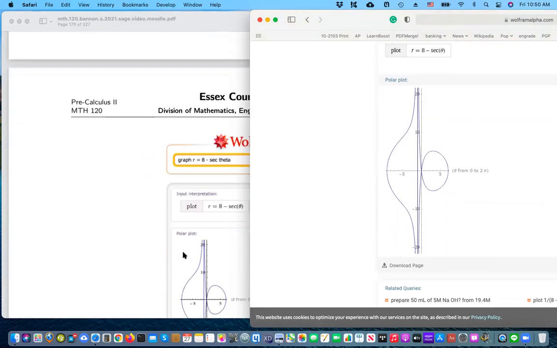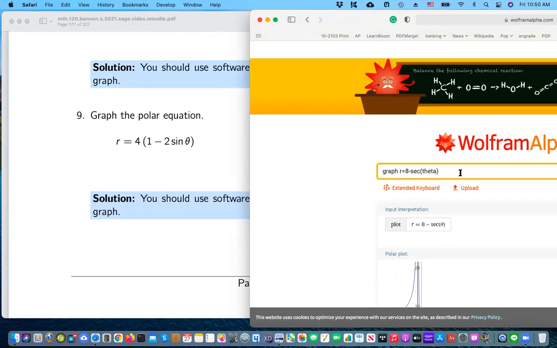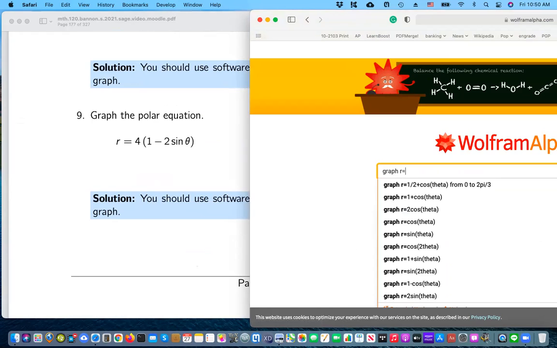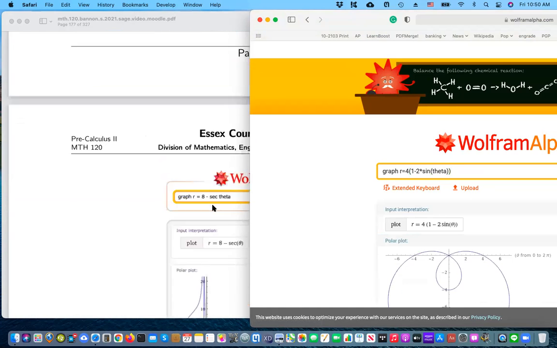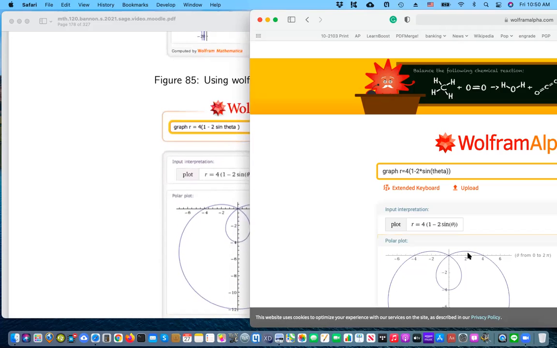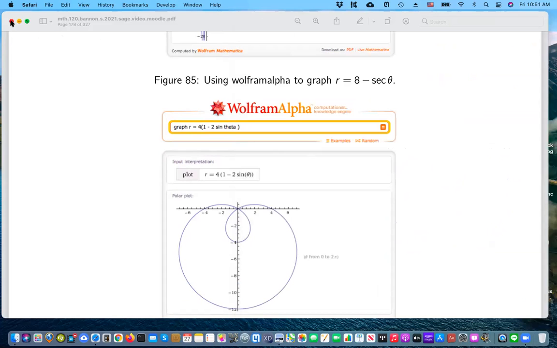All right. I want to point out these pictures are given to me over here as well. All right. And let's just do number 9. And I hope you appreciate the ease of using software. At least Wolfram Alpha, it's pretty easy. And that's r equals 4, parentheses, 1 minus 2, star sine theta. And let's see what happens. And this will be a picture as well. Wow, look at that. Yeah, pretty quickly. All right. I'm going to close that out. Again, Wolfram's really simple to use. You want to learn how to use it. All right, you really do.